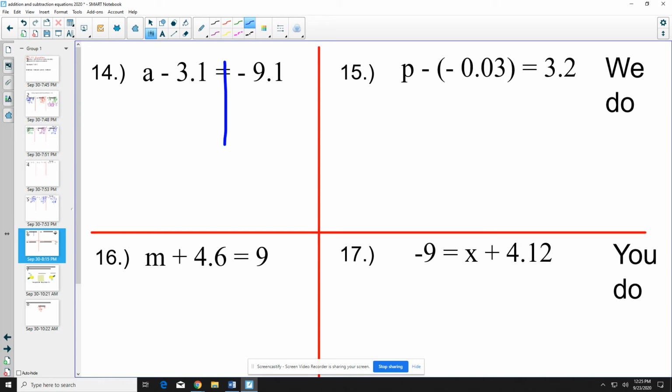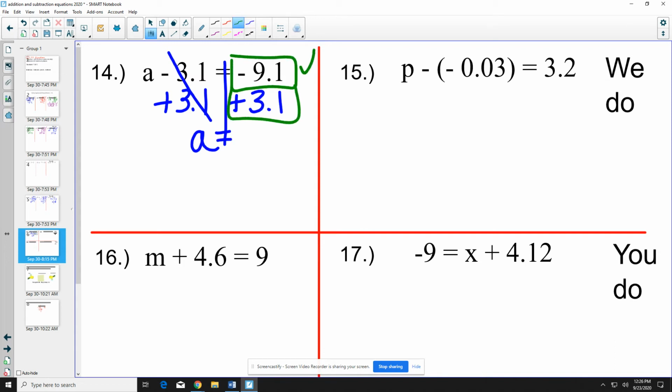So my step is going to be to add 3.1. Good. So you're adding 3.1 to both sides. Because -3.1 and +3.1 make 0. They cancel out. Bring down your a. Bring down your equal sign. Now here, I'm still gonna box and check. Are they the same sign or different? Different. Do I wanna add or subtract?